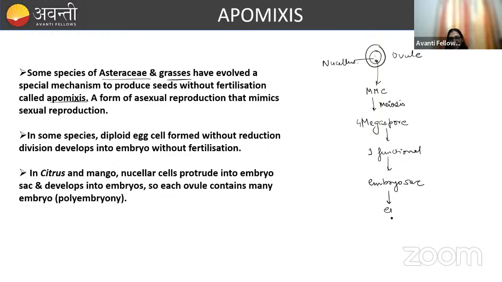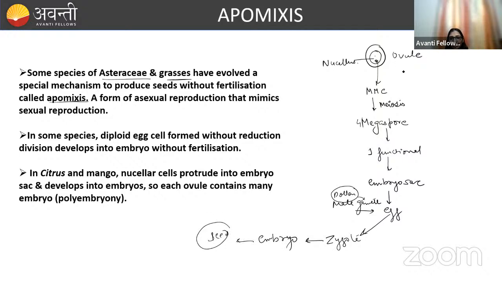Embryo sac has egg. So when the male gamete from the pollen, through the pollen tube, enters into the embryo sac and the male gamete fuses with the egg, it will result in the formation of zygote. This zygote will undergo mitotic division and form embryo. An embryo is a part of seed. Right? So this is the general process.